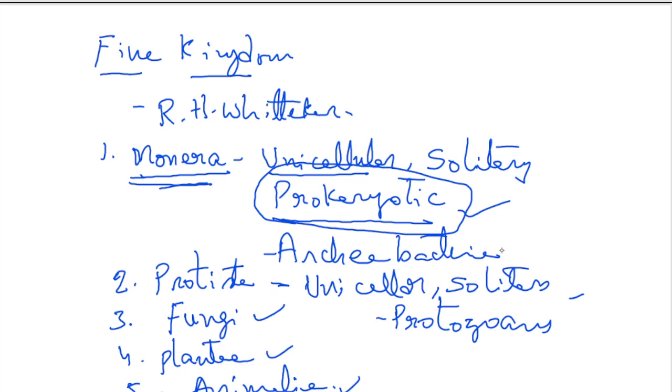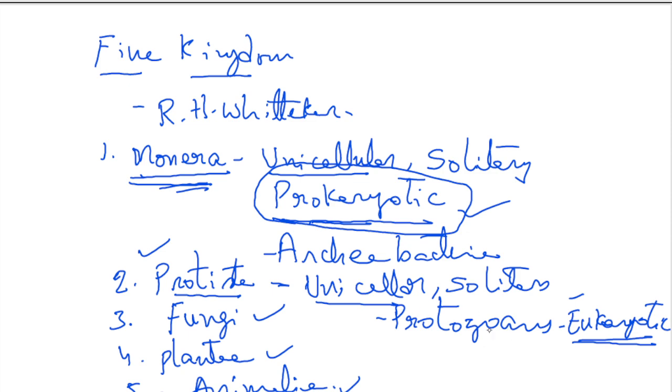Then what is the difference between the Monera and Protista? The Protista, of course, are unicellular like the Monera, but all the Protista animals are eukaryotic animals. That is the main difference between these two. All the unicellular prokaryotic animals belong to the Monera kingdom, whereas all the unicellular organisms that are eukaryotic in nature belong to the Protista. That is about the second kingdom.